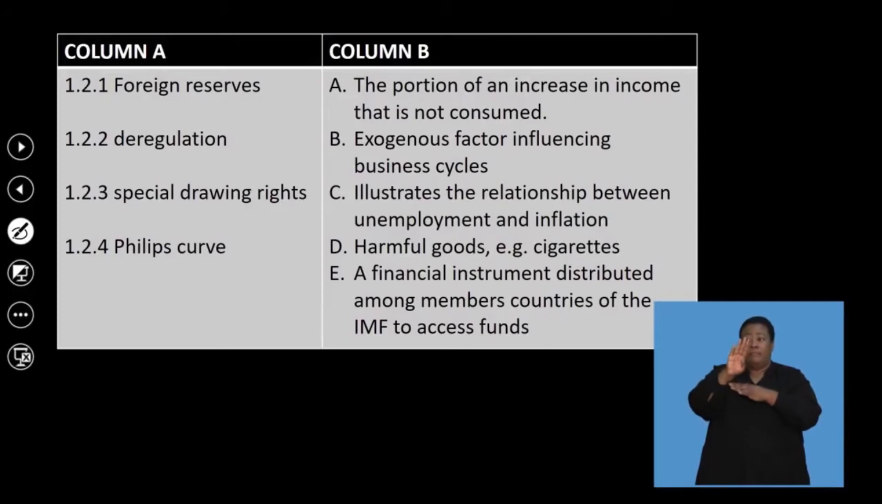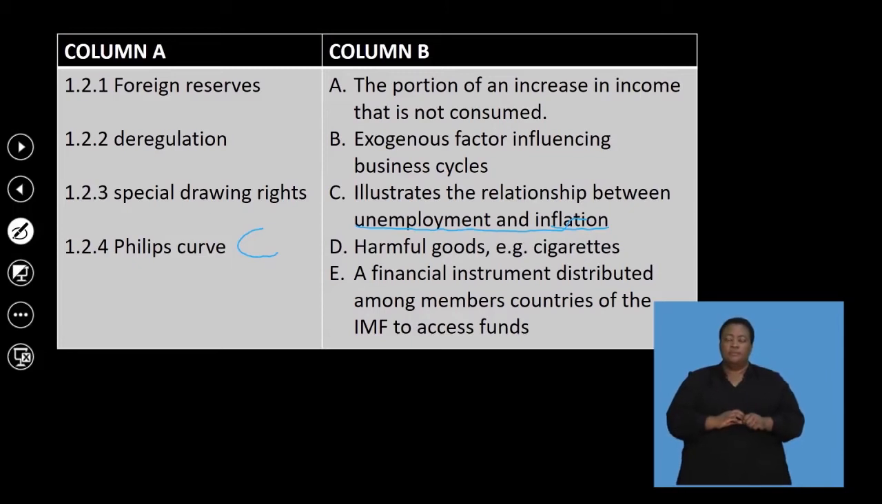It says illustrates the relationship between unemployment and inflation. There, guys, is our Phillips curve. Let's look for Phillips curve. Our 1.24 is Phillips curve. So the answer there is C.